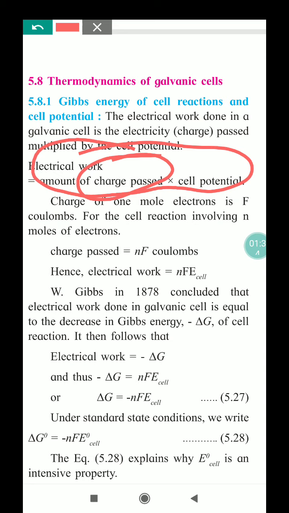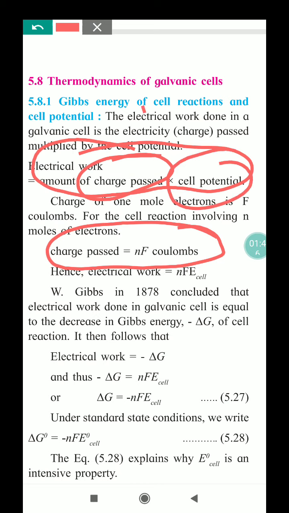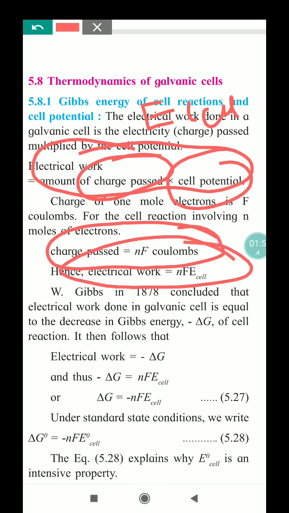So the charge passed is equal to n into F in coulombs. F means a Faraday, n is the number of moles. Now putting this value in the equation, the cell potential is represented by E of the cell. So we get electrical work is equal to n into F into E of cell, the EMF of the cell. That is, electrical work is equal to the number of moles of electrons into Faradays into the EMF of the cell. This is the first equation.